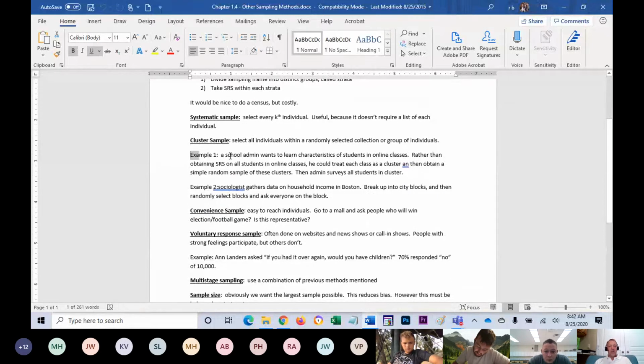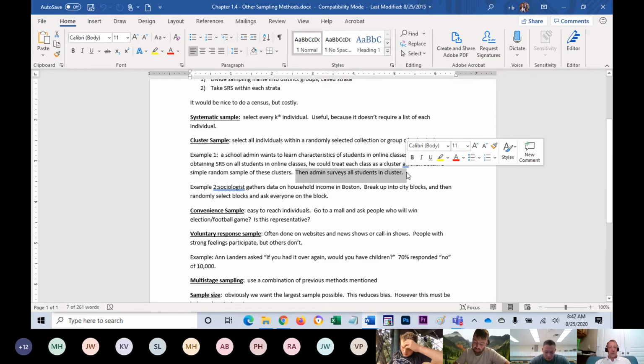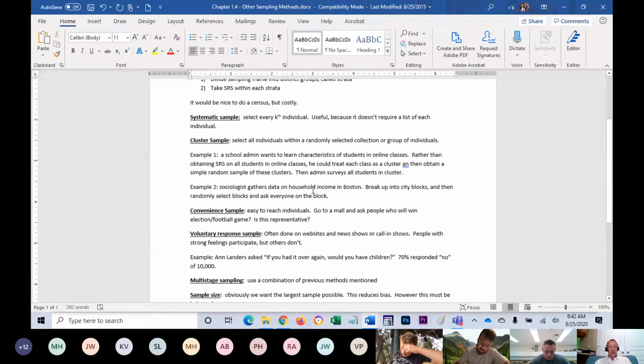Another example: a school administrator wants to learn the characteristics of students in an online class. Rather than obtaining a simple random sample, he could treat each class as a cluster and then obtain a simple random sample of the clusters. He then administers the survey to all students in the cluster. Another example of a cluster sample: a sociologist gathers data on household income in Boston. She breaks it up into city blocks, randomly selects blocks, and asks everyone in that block what their household income is. That would be another example of a cluster.